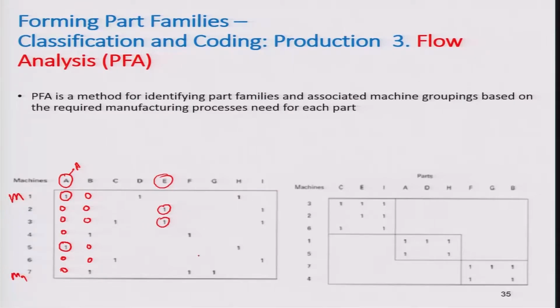Now after doing this, once you know which product is processed on which machine, you can group them together. Here you can see C, E, I, and they are processed on machines 3, 2, 6. So these are the 1s, and the rest will be 0. Generally, C, E, I are one part family on the basis of machining operation. So this is based on a mathematical matrix form.